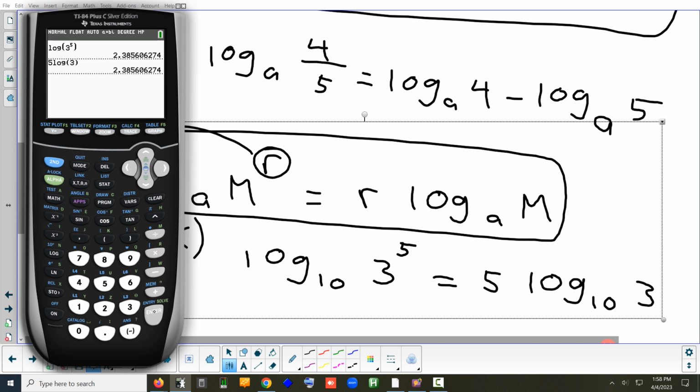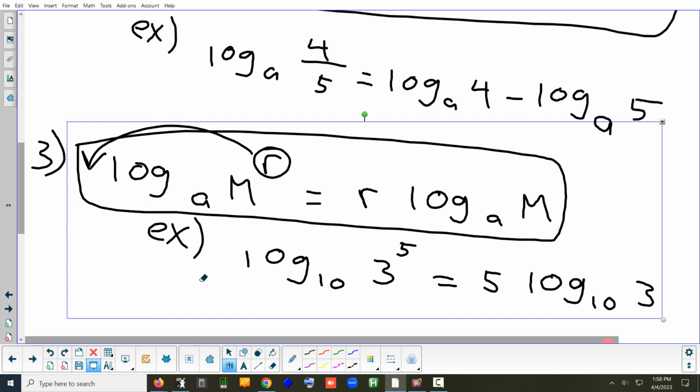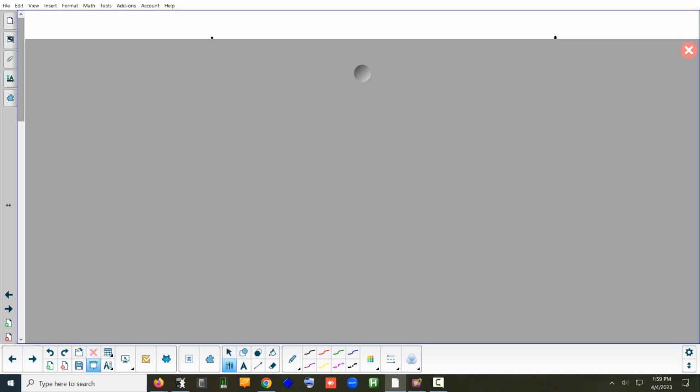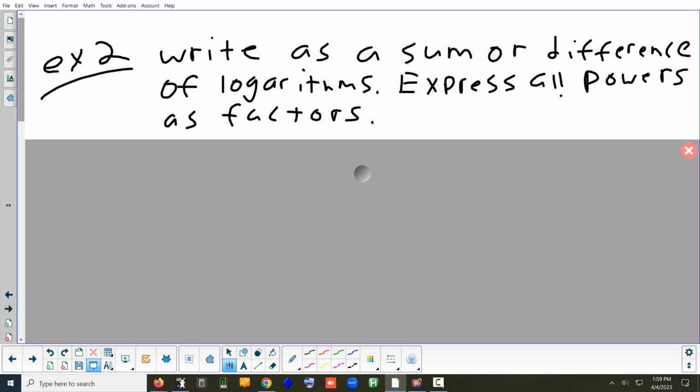So how would you know when you're doing a problem if you're supposed to move that to the front? Well, in the directions, if they say to write powers as factors, that's basically saying do not leave exponents in the answer. Do not leave anything as an exponent. Move it in front as multiplication. That's what factor means. It means it's multiplied in front. I'm not saying every problem is going to have powers, but if they do, move them to the front.